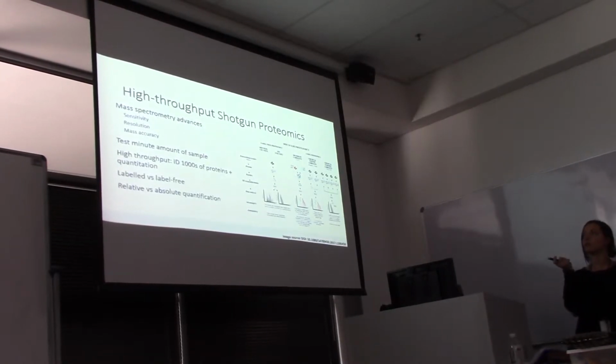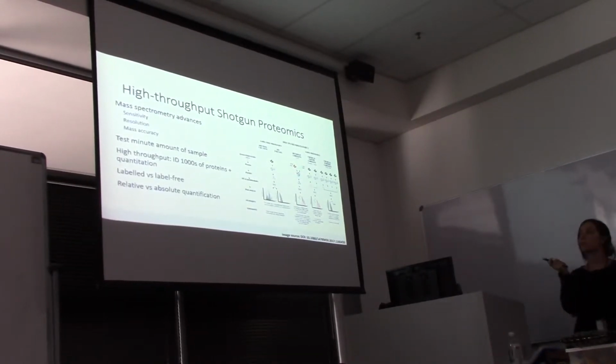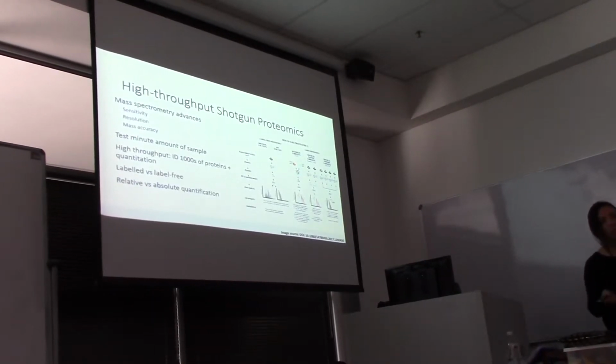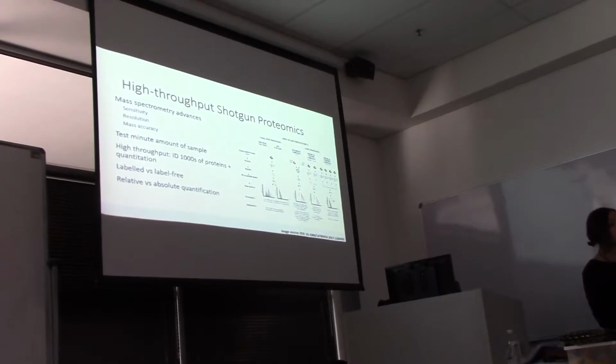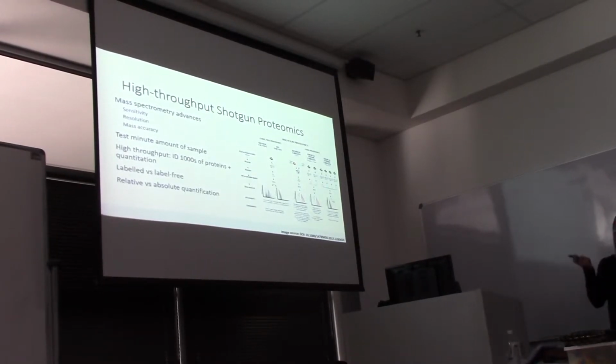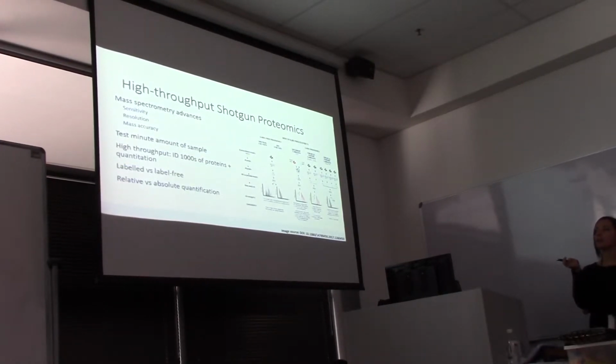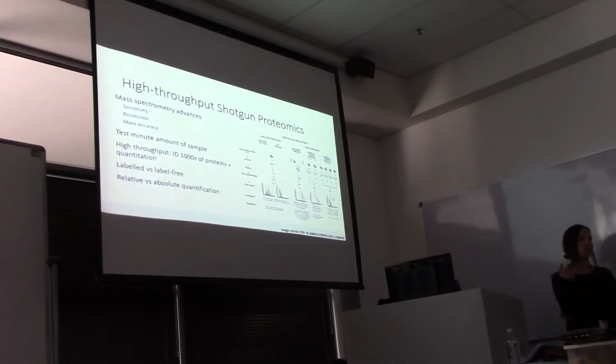You can do quite a nice run with a small amount of sample, depending on the level of manipulation that you need. If you're going to do a quantitative label experiment, that's going to get more tricky. So you can high throughput ID thousands of proteins and quantify them at the same time. We can do label versus label free, and then of course relative versus absolute quantification.